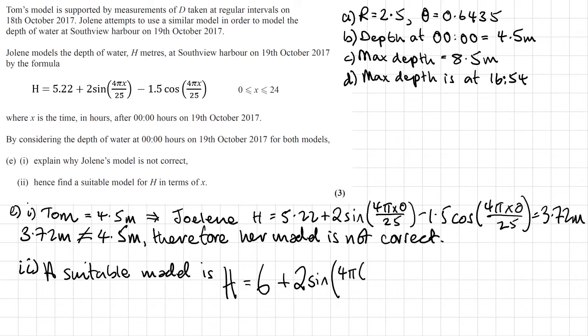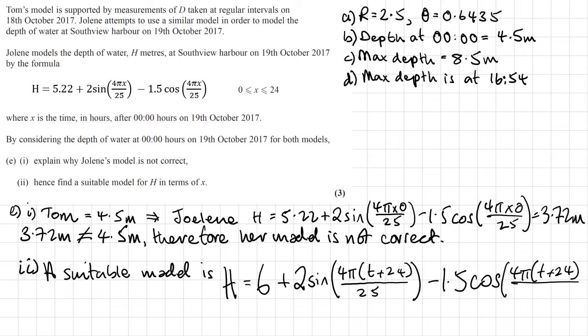So let's just do t plus 24 for the next day, and then I guess we could do t plus 48 for the next day, and then minus 1.5 cos, and then 4 pi, and then just add another 24 hours. Because we know that his model works, we just want the next 24 hours basically.